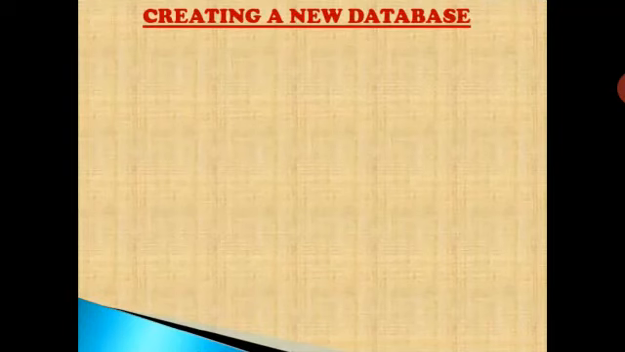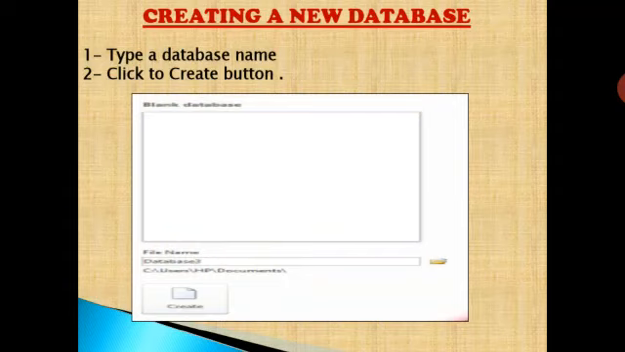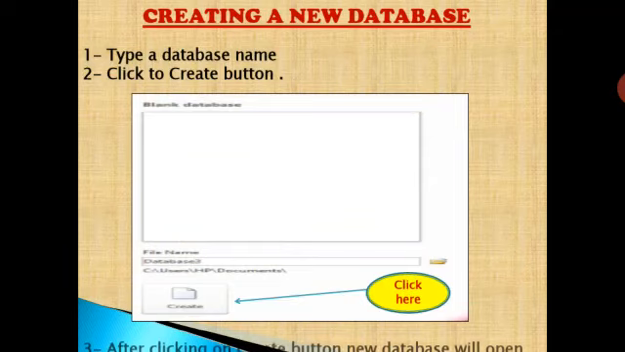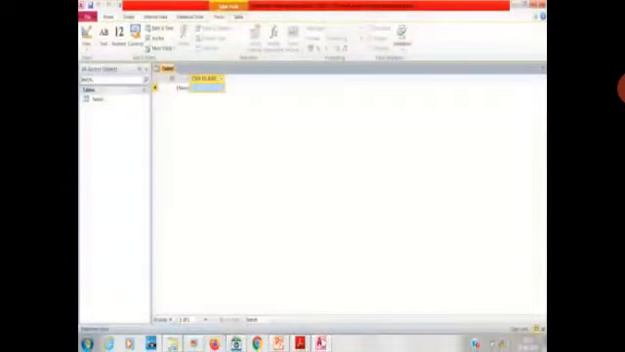When we click on the blank database option, it will ask you to create a new database. For creating a new database, we type the name of the database and then click on the create button. Here this window will appear where in the file name you give the name of the database and then click on the create button. Then the new database will open. Here you can see the new database in the form of fields and records. Now you will enter all your data in the form of records and fields.